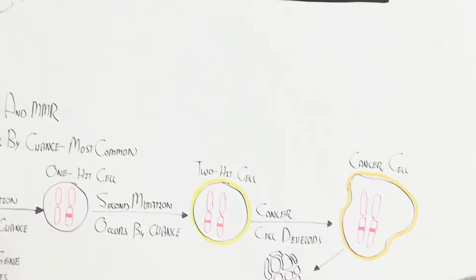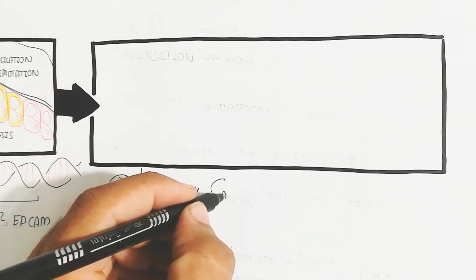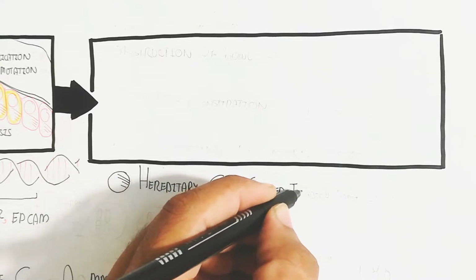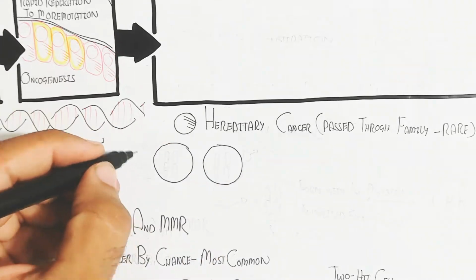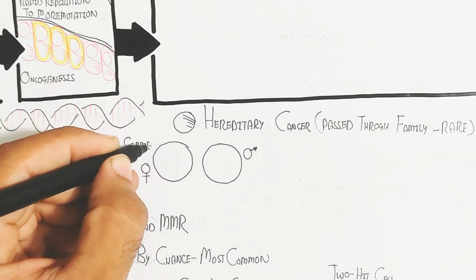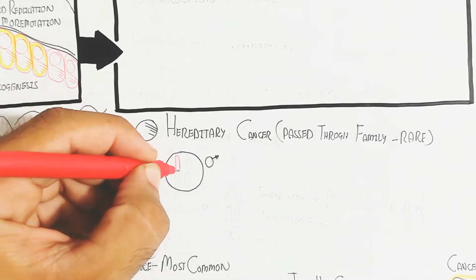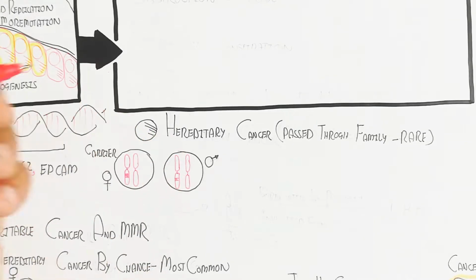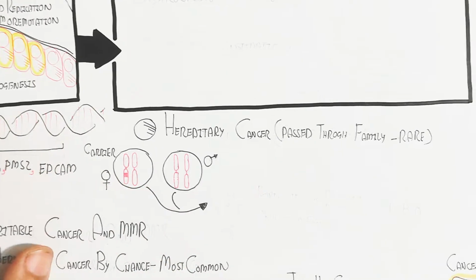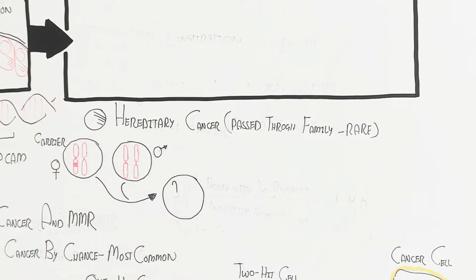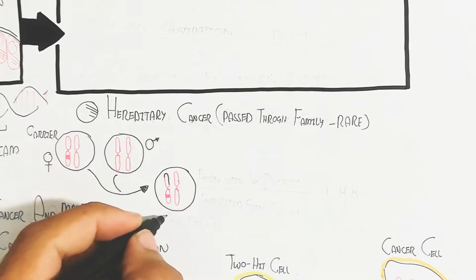Anyhow, this is the heritable cancer with MMR gene inhibition, while Lynch syndrome is type 2. In this way, the hereditary cancer is passed through the family to the offspring. It is rare. For example, the carrier is female with one hit cell. The male does not have any mutation, but the carrier contains the mutation, and this will go further into the offspring.